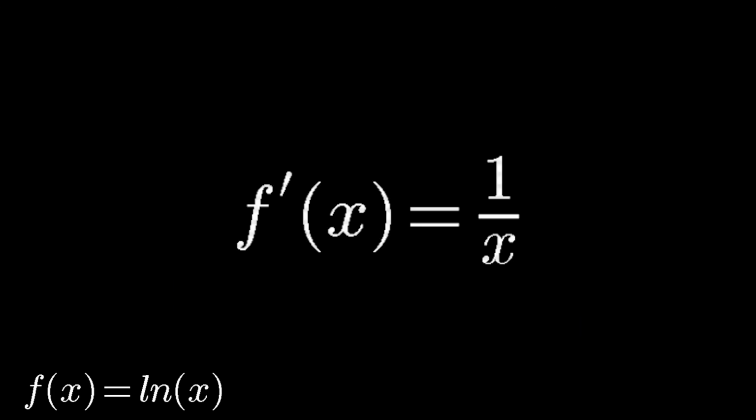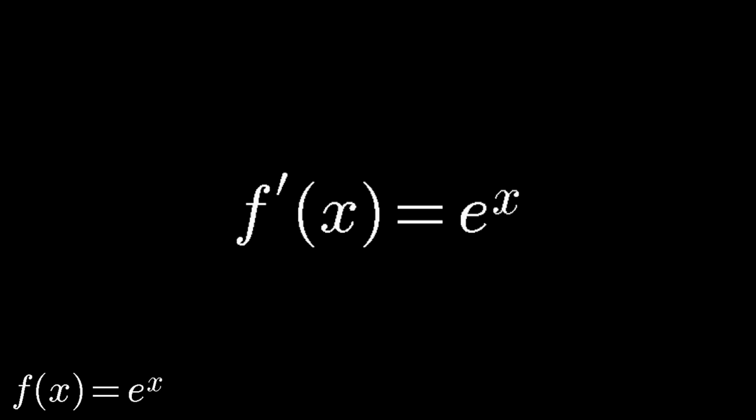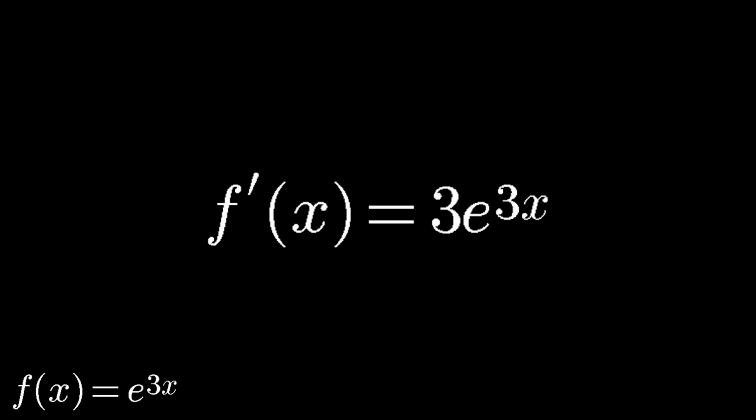The derivative of a natural log is 1 over whatever's on the inside, and the derivative of e to the x is just e to the x. However, this doesn't mean that any derivative of e to whatever is just itself. The chain rule still applies, like in how the derivative of e to the 3x equals 3e to the 3x.